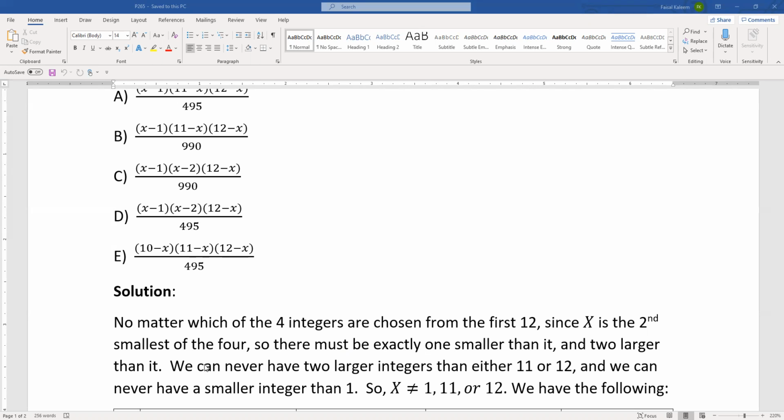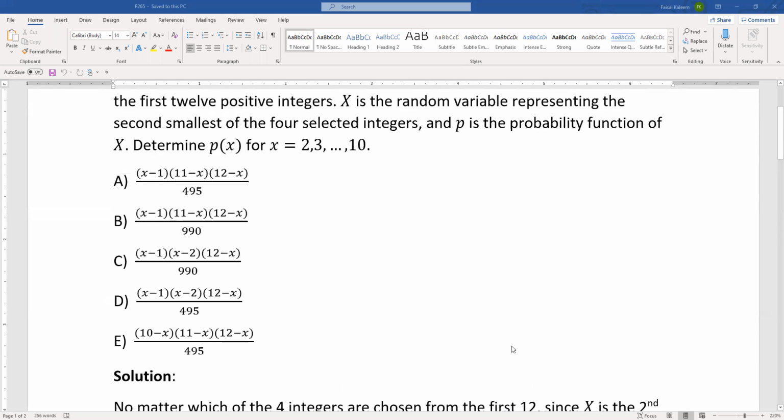So we can never have 2 integers that are larger than 11 or 12, because no integer is larger than 12 and only one integer is larger than 11. So X cannot be 11 or 12, because X has to have 2 integers larger than it in order to be the second smallest of the 4. So that's why 11 and 12 are not included.